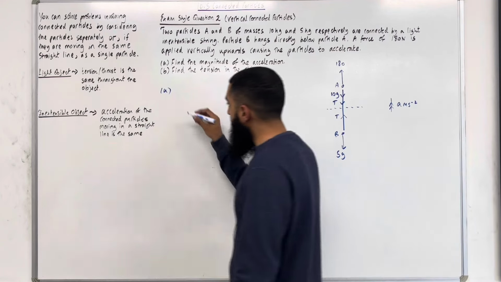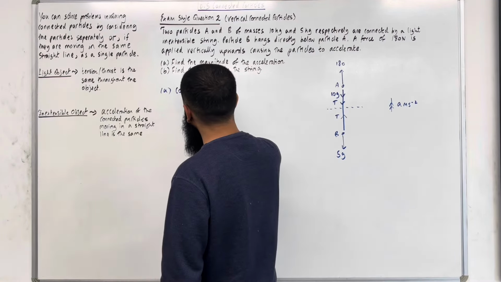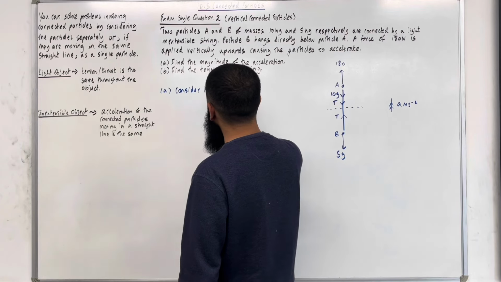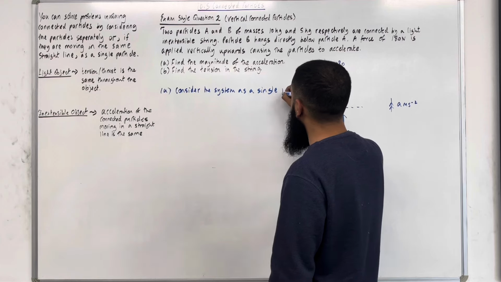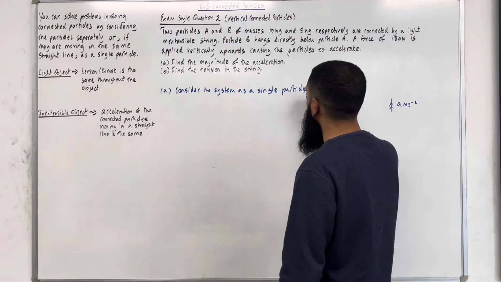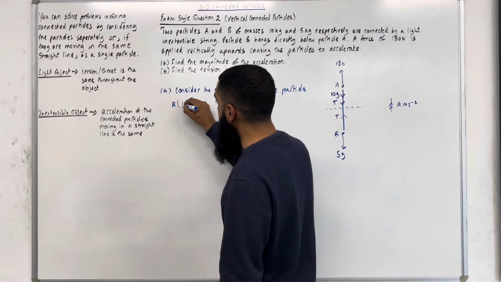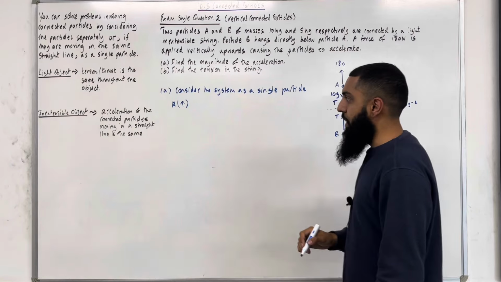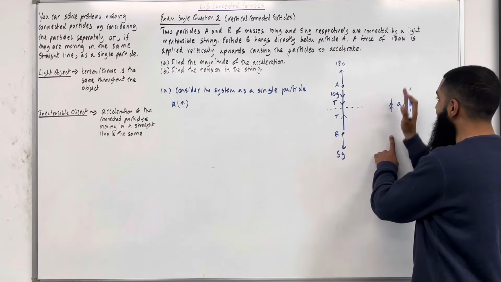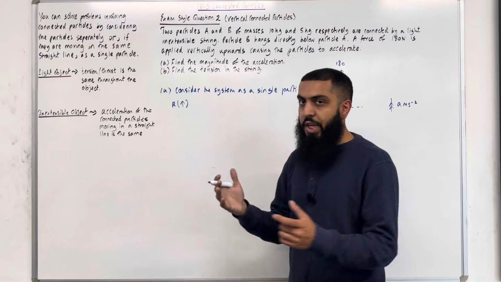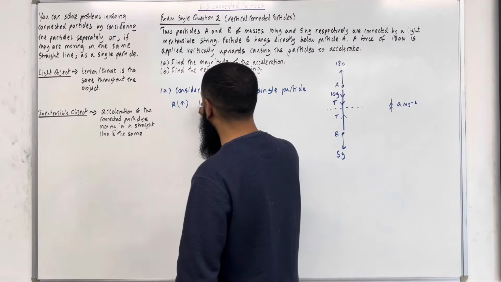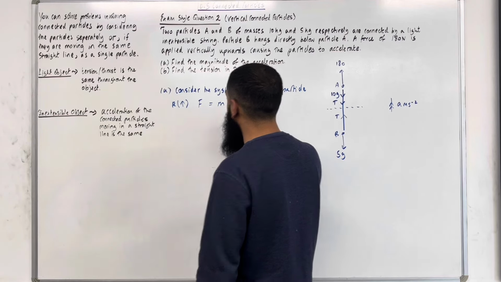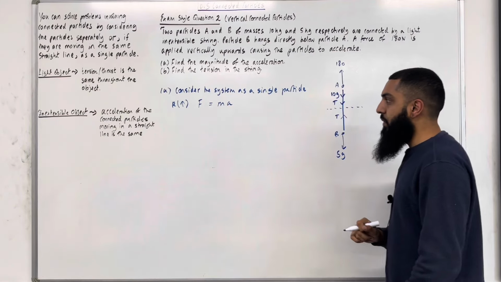So consider the system as a single particle. I'm going to resolve vertically, taking upwards to be the positive direction. Okay, so I'm going to resolve in the direction of acceleration. To generate the equation of motion, I need to use Newton's second law, which states that F is equal to ma. Let's start by working out the resultant force F.